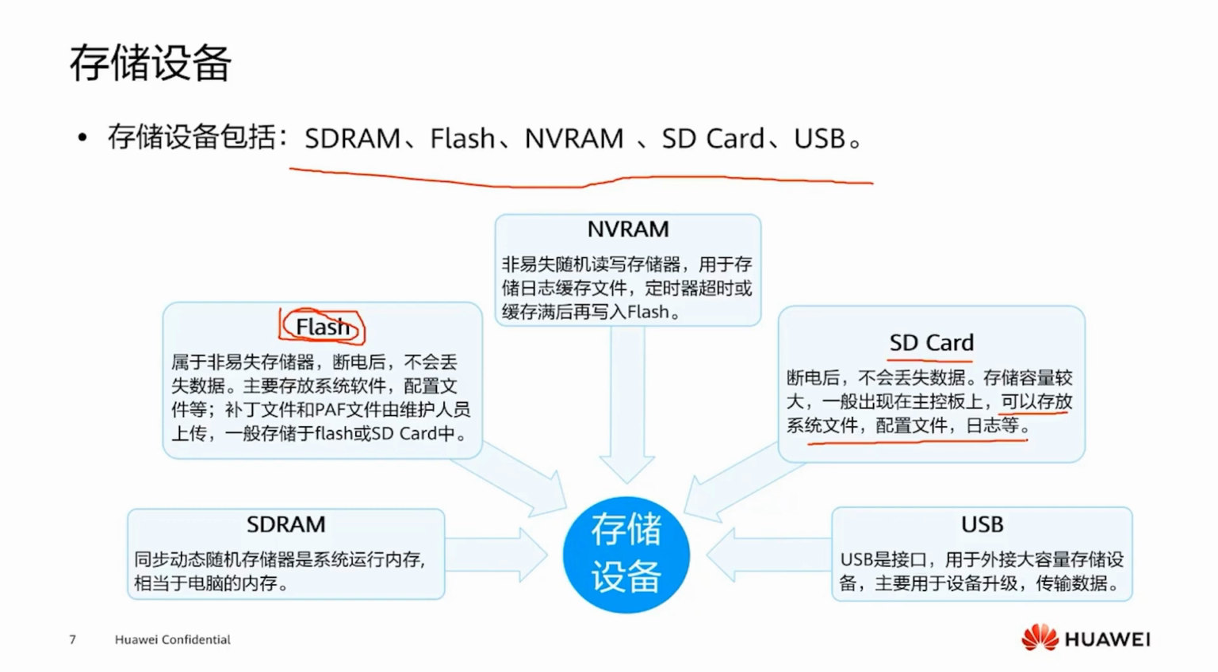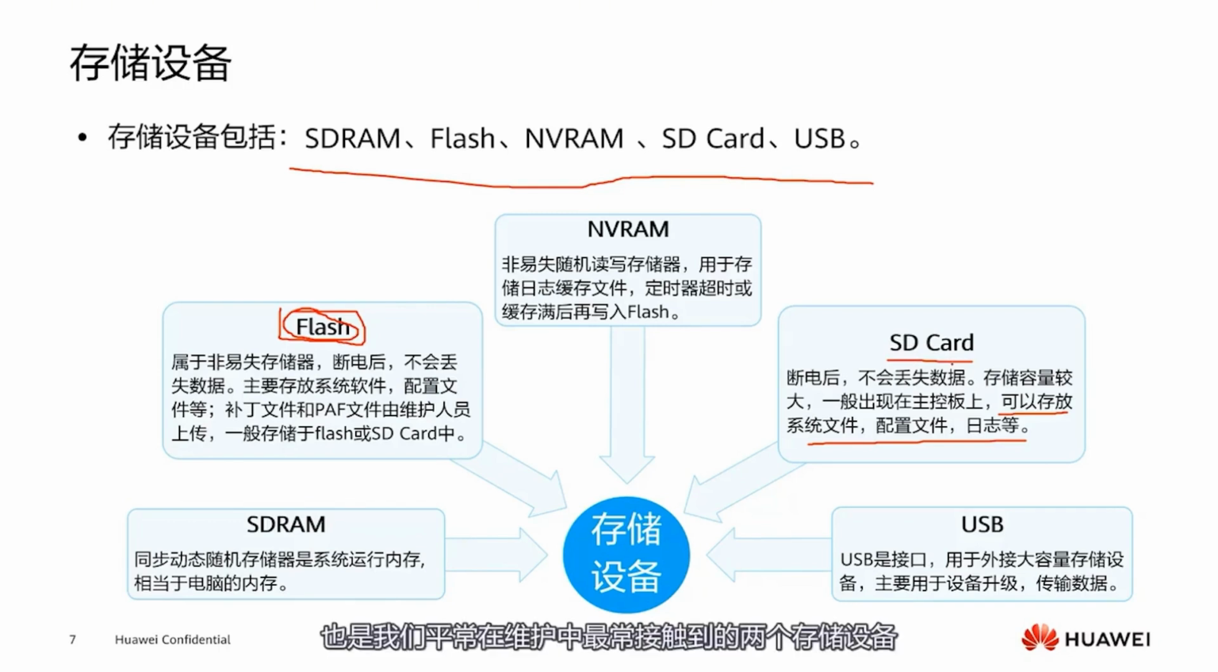These are our two non-volatile storage devices where data does not disappear after power loss. These are also the two storage devices we most commonly encounter in maintenance: flash and SD card. However, the SD card is removable, similar to an external device, while flash is usually embedded in our device on the single board. It cannot be casually removed.